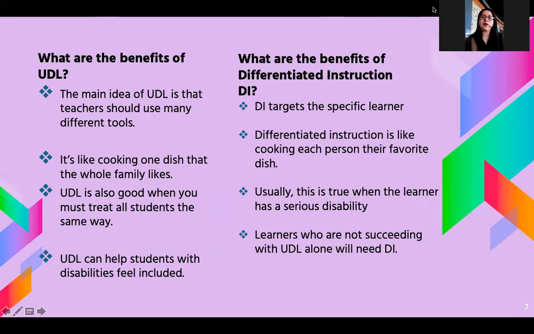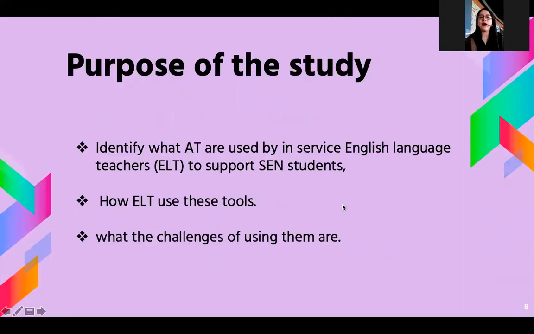And what are the benefits of differentiated instruction, or DI? DI targets the specific learning needs. Differentiated instruction is like cooking each person their favorite dish, and usually this is true when the learners have a serious disability, learners who are not supported.